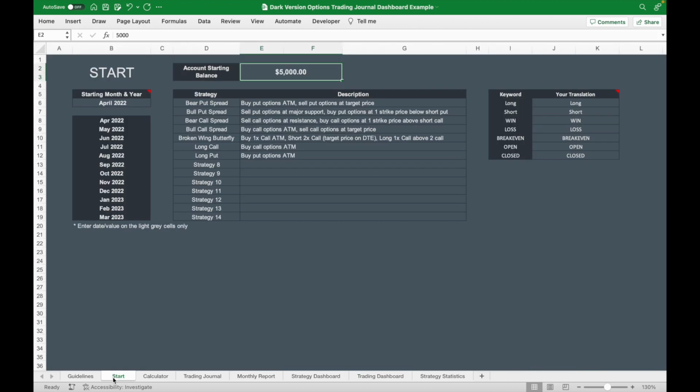Before importing any trading data, you need to set up the spreadsheet on the Start tab. Begin by entering the starting month and year, which will automatically generate a list of the 12 months below. Next, input your account starting capital and define your trading strategies. If English is not your primary language, you can easily change the keywords throughout the spreadsheet to your preferred language.